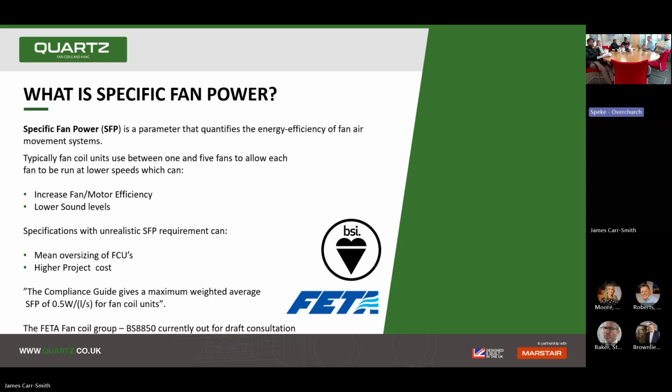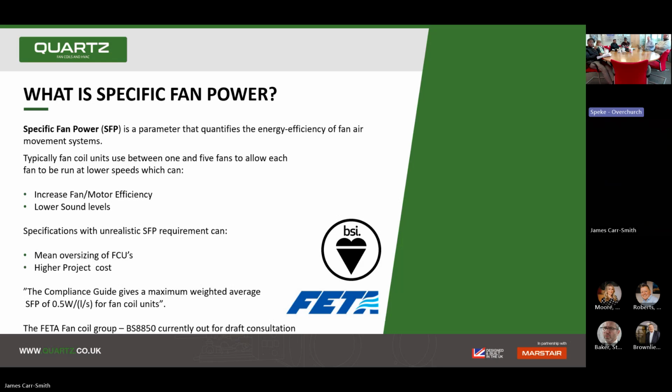So as I say to most people, yes, efficiency is absolutely paramount. It's absolutely what we want, but 0.12 is unrealistic, and 0.4 in Part L has been put there for a reason, and that's because sometimes you can't get anywhere near 0.12. And most fan manufacturers will testify to the fact their fans can't produce it either.